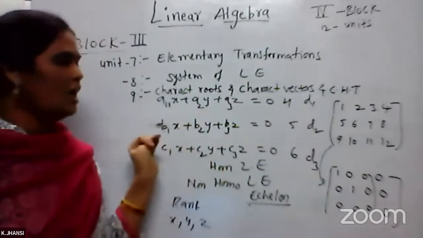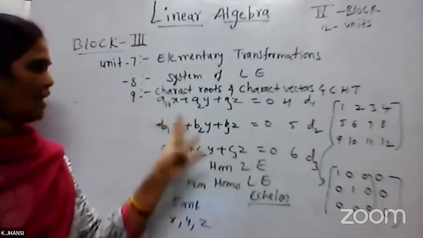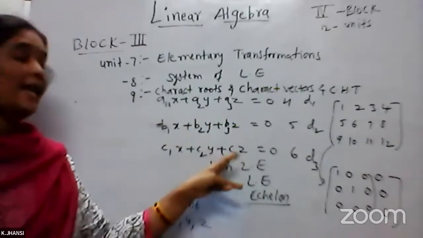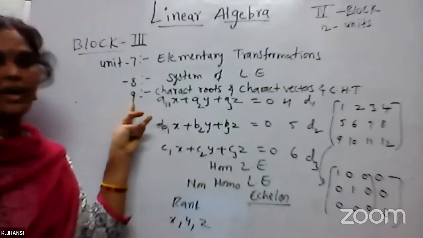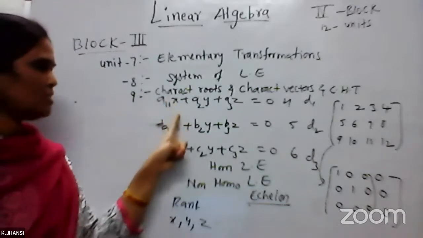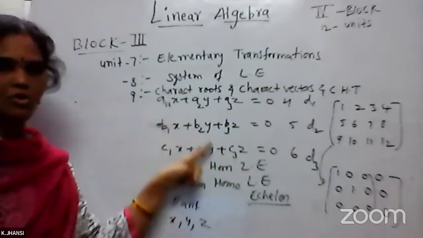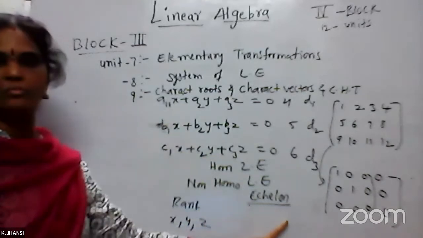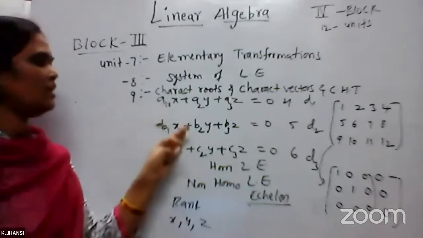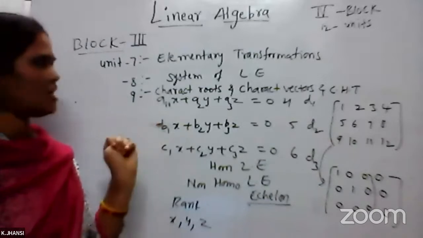Cayley-Hamilton theorem is there in unit 9. Okay. So the problems will be on homogeneous and non-homogeneous and also echelon form. 3 problems are there. In that, any one problem for 5 or 10 marks you will get.